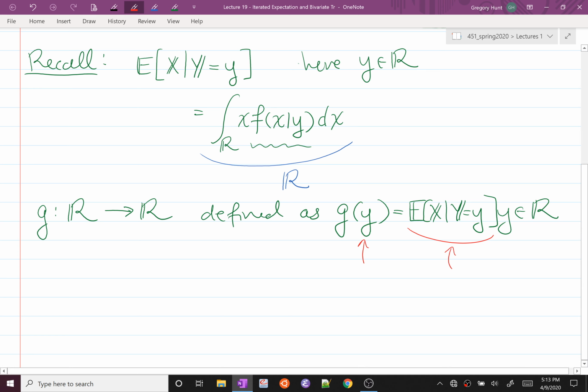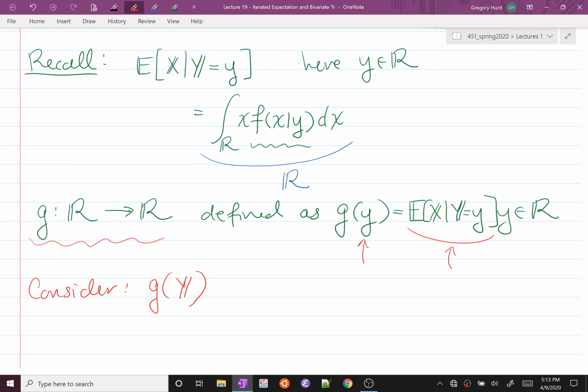Because we have this function, as I wrote up here, g is just a real valued function. So we can consider, say, g of Y, where Y is my random variable and g is a particular real valued function. We've looked at how to deal with functions of random variables, and so we know something about how to deal with a function of Y. Now we're just picking a particular function that is defined by the expected value of X given Y.